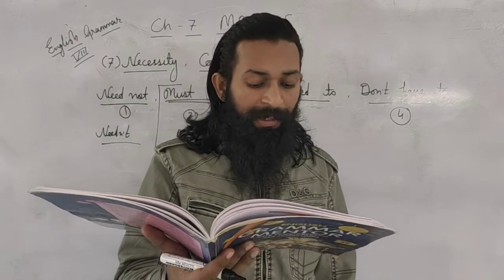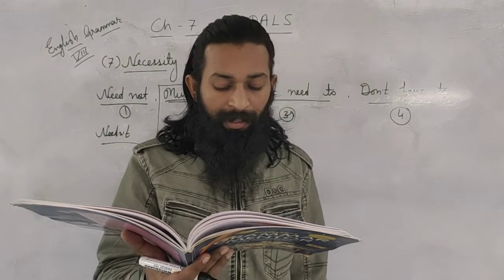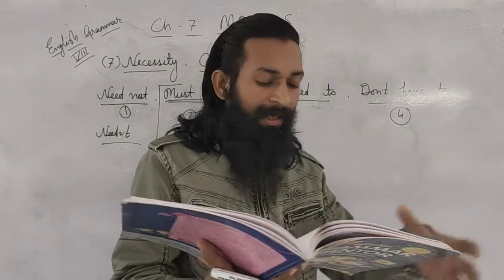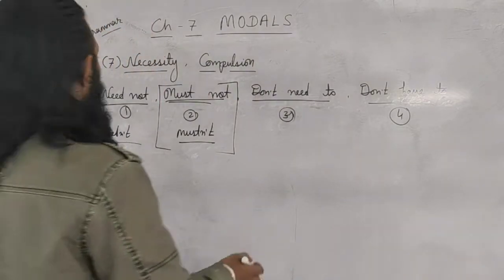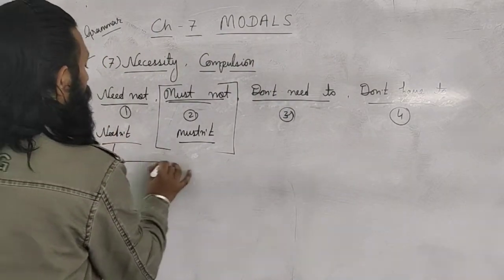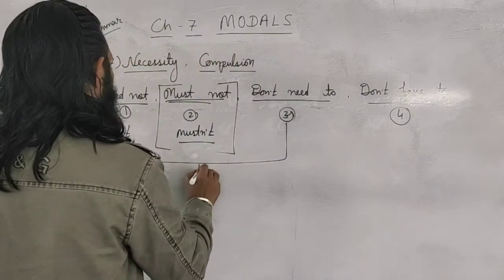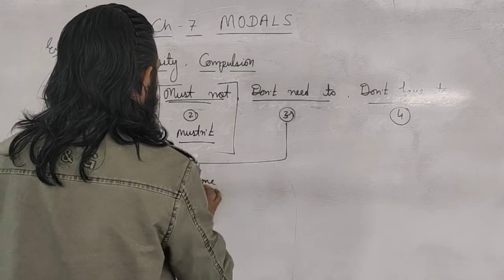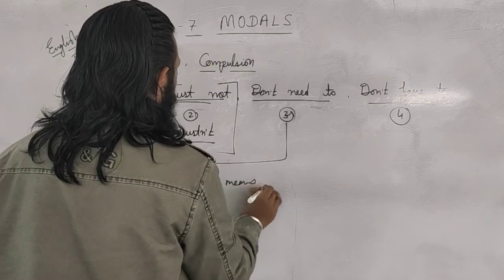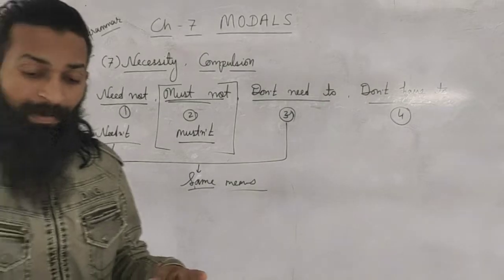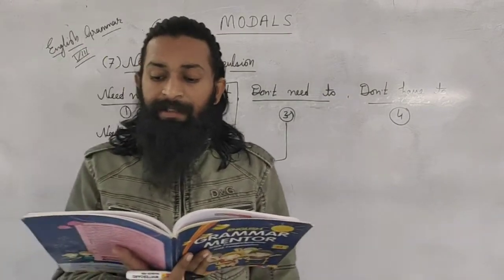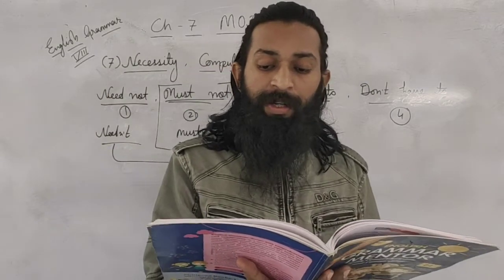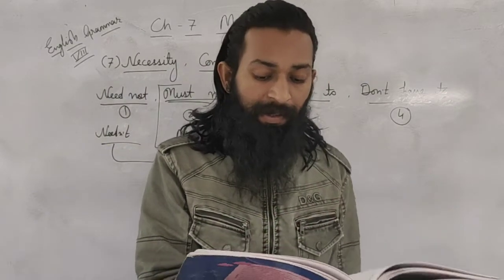So next point is given here. See, we can use don't need to and don't have to when something is not necessary, similar to needn't. Means needn't and don't need to, both are similar, or we can say that they are the same. Like Ravina doesn't have to or doesn't need to get my lunch box, and you don't have to or don't need to wash my clothes. That type of thing is being given here.